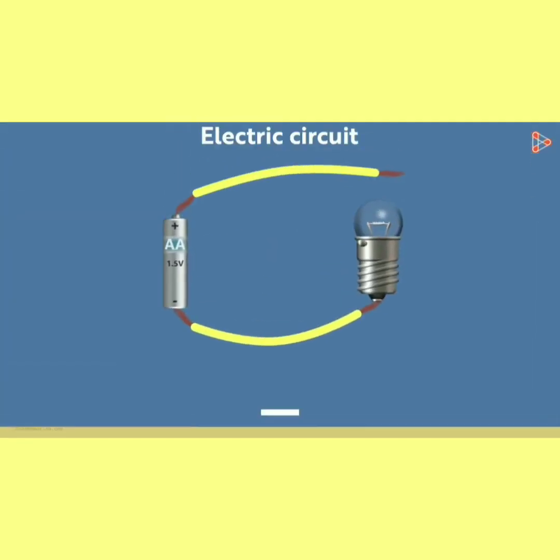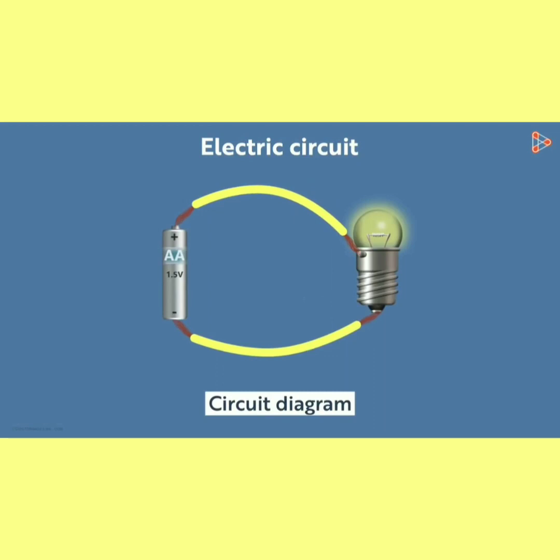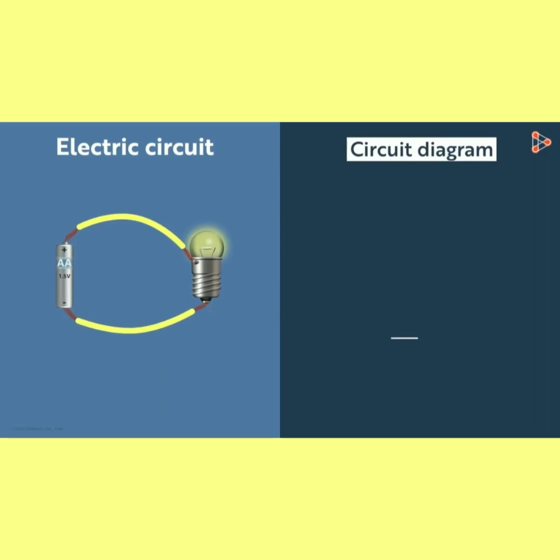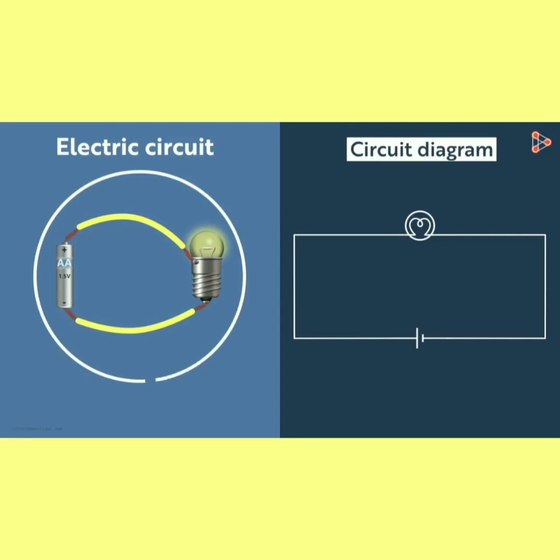So if we were to draw this simple circuit using the symbols, then how would we do it? Just draw the symbols for the electric cell and the bulb first. Then using straight lines for wires, join them together. This is the circuit diagram representing this circuit. It was simple to draw, wasn't it?